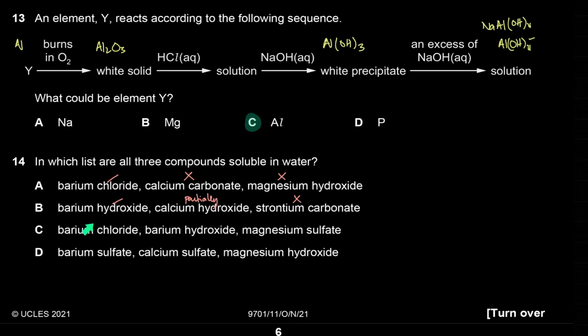What about this guy here? Barium chloride, yes. Barium hydroxide, yes, because hydroxide solubility increases down the group. So barium hydroxide is soluble, so is strontium. Okay, and magnesium sulfate, yes.